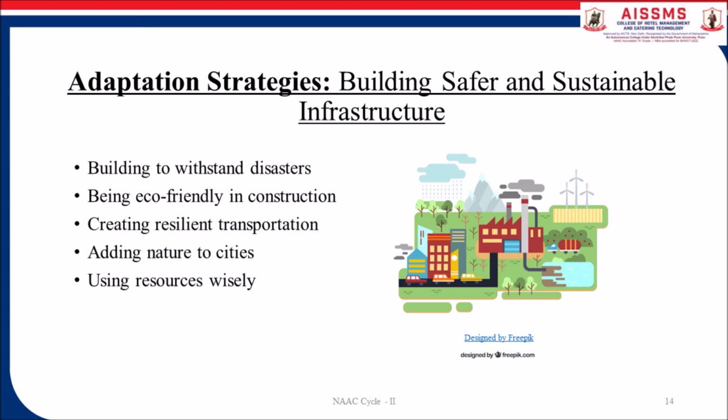Being eco-friendly in construction. What does this mean? When we build stuff like roads and buildings, we want to use materials and methods that don't harm the environment. So we use things like renewable materials, ones that can be replaced easily. We're making sure buildings use energy wisely and use techniques that are good for the planet.